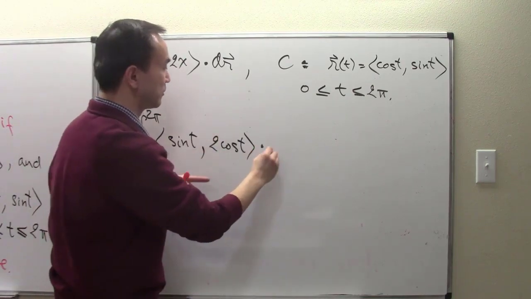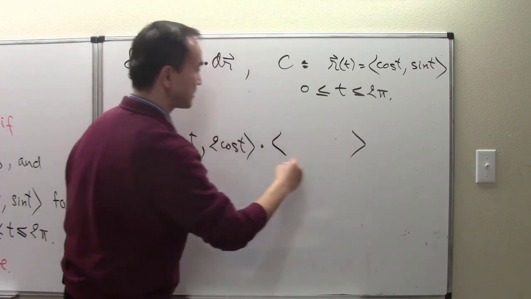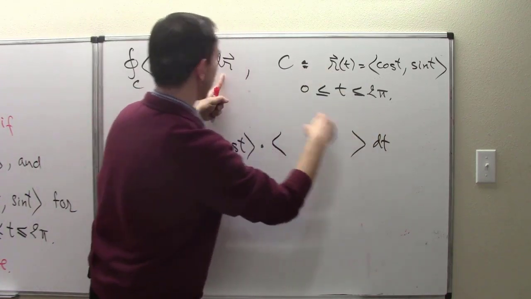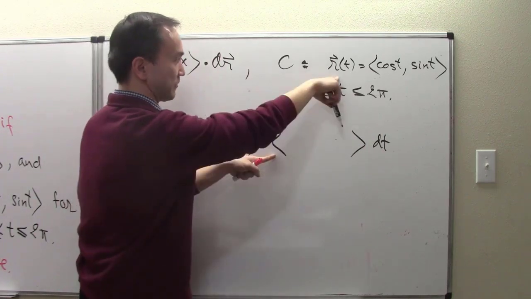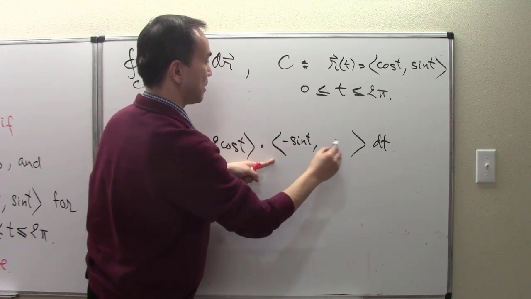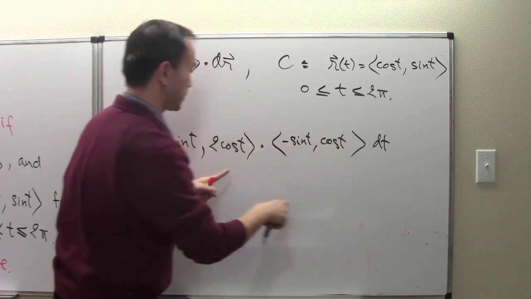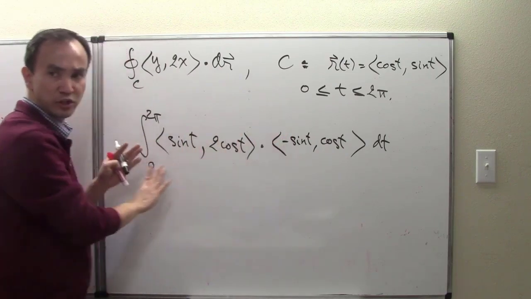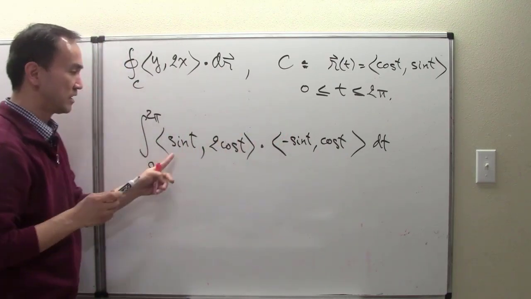From our previous learning, we can turn that into a vector. That's going to be the derivative of r right here multiplied with the dt. That's what dr is. So the derivative of r right here means we have minus sine of t, comma cosine of t. And so now simply take the dot product here, and at this point our integral turns completely into an integral in terms of t.